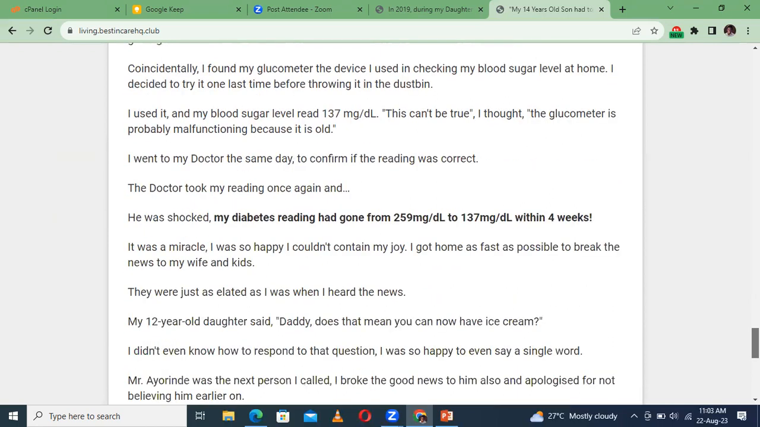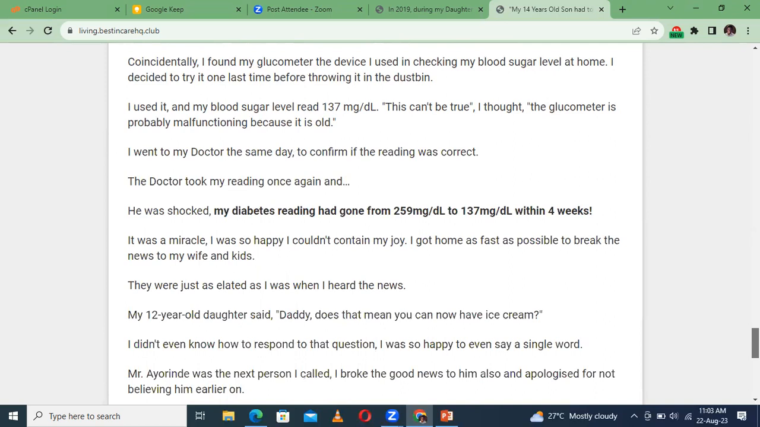I went to the doctor the same day to confirm if the reading was correct. The doctor took my reading once again and he was shocked. My diabetes reading had gone from 259 milligram per dl to 137 milligram per dl within 4 weeks.